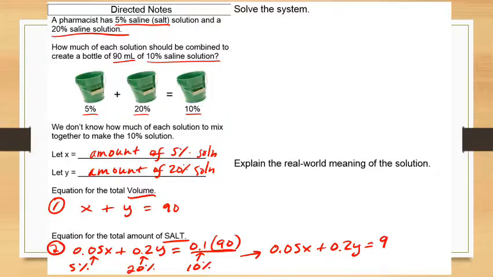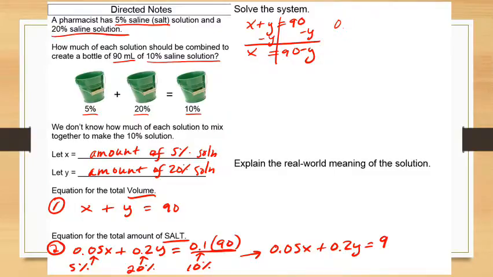So you'll notice that neither of these equations is solved for one variable. So one of the first things I'm going to do is rewrite X plus Y equals 90 to solve for one variable. And for today, I'm just going to pick to solve for X. So I'm going to subtract Y from each side. So I get X equals 90 minus Y. And so now I can substitute that into my other equation.